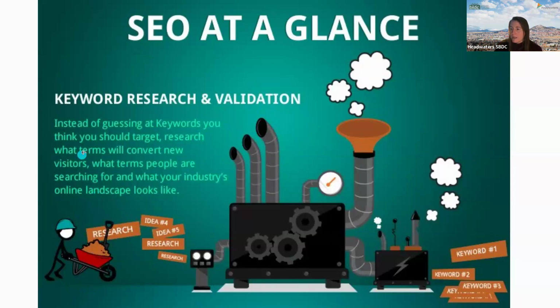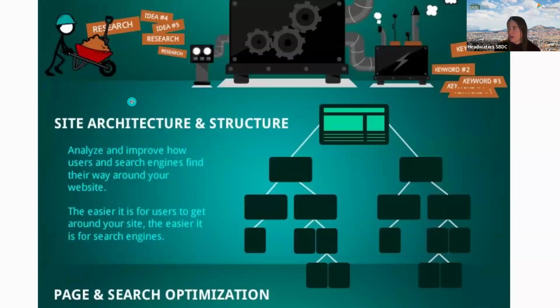And so you'll want to also think about what this is saying here: what does your industry's online landscape look like? What keywords are being used? Again, now that we're in the age of ChatGPT, we kind of don't have to worry about researching all of that so much anymore.